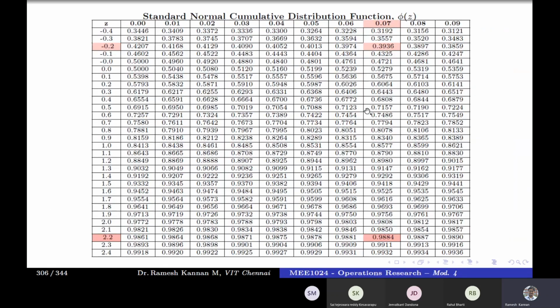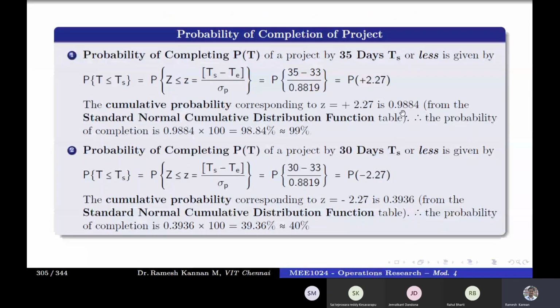Then we'll go back to this table. 2.2 is plus 2.2, then 0.07. When you come back here, you'll get something around 0.9884. In a Z table or normal distribution table, we got the value of 0.9884. If you multiply by 100, you will get it in terms of percentage. It is 98.84%, or approximately 99%. So we know that the critical path is 33, and if somebody asks you the percentage of completion in 35 days, it is 99%. It gets completed.